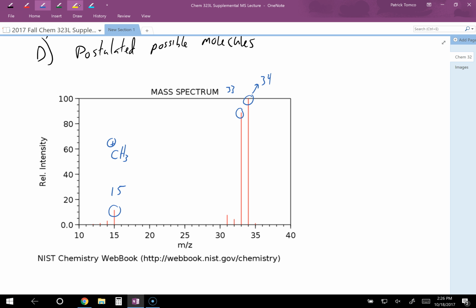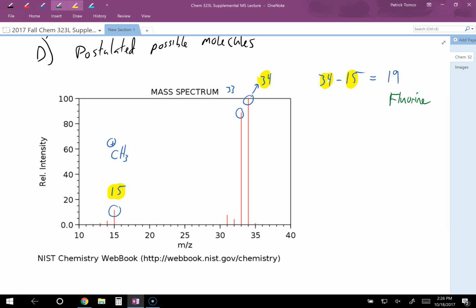Now the next thing I'm going to look at is the relative shifts between these two masses. If I'm looking at the high peak here, 34, and 15, what is the difference between those two? I take 34 minus 15 and find that this is 19. What could correspond to 19? I look at my periodic table and find that this is fluorine. So we have fluorine, 19, that could be present in our sample.